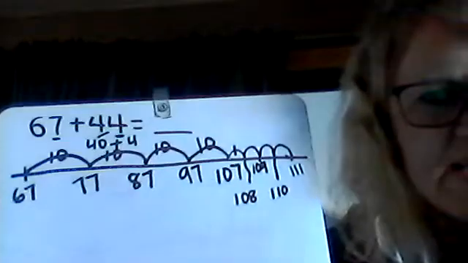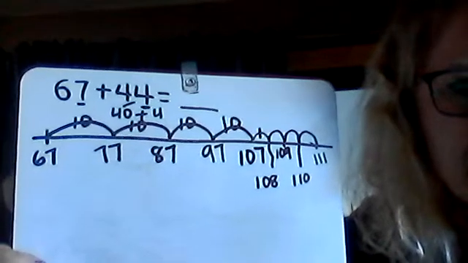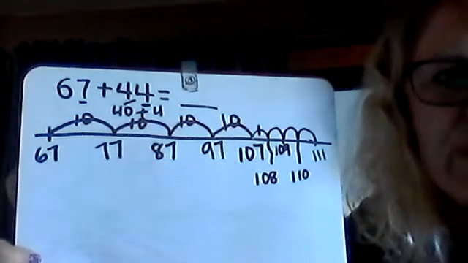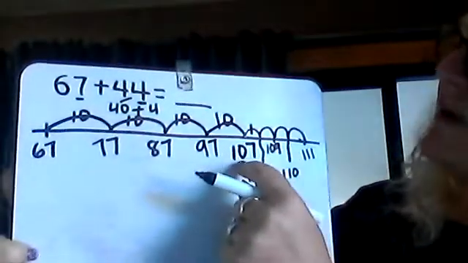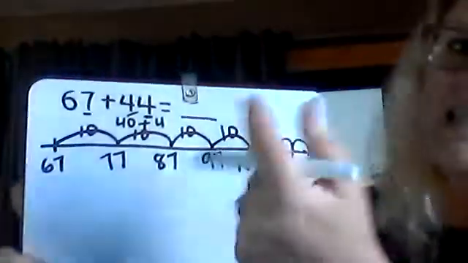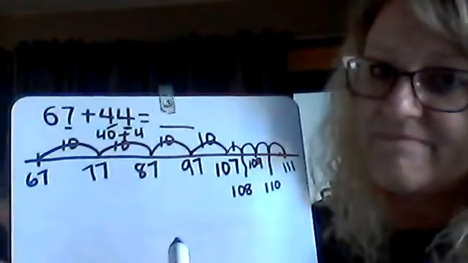Did we get the same answer? Is there a spot that you did it differently? How many of you saw 107 and did a hop of 3 because you knew 7 plus 3 makes 10? Good thinking. All right, let's check.